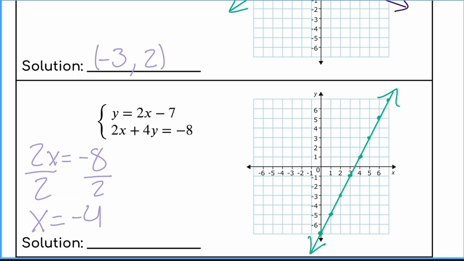And for my y-intercept, I'm going to have 4y equals -8. What is my one and only step to solve for y? Divide by 4. And my y equals -2.